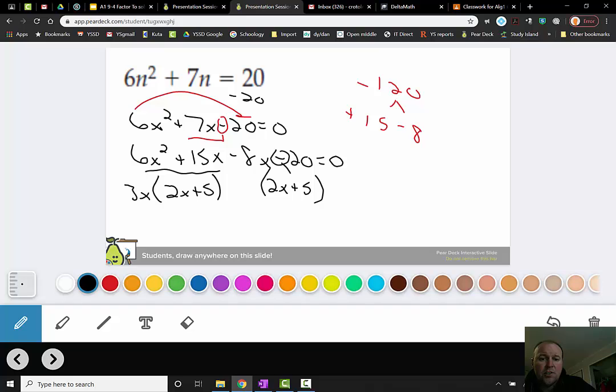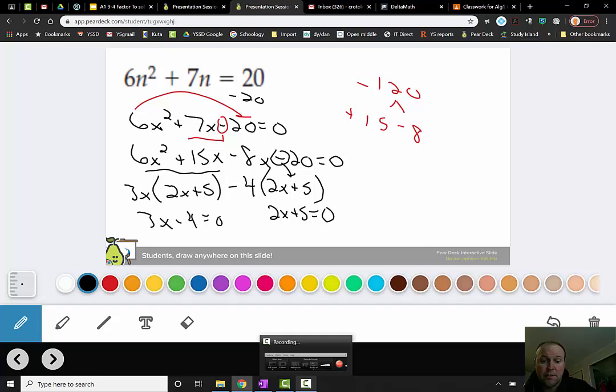And I need a sign changer, that's for sure. So negative 8 divided by 2 gives me 4. 20 divided by 5 gives me 4, so that must be the GCF. 3x minus 4 equals 0. 2x plus 5 equals 0. Those are the two things we're after right now.